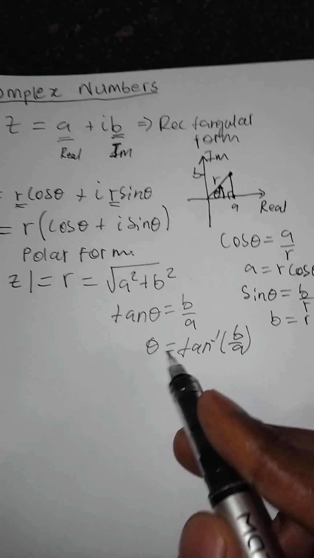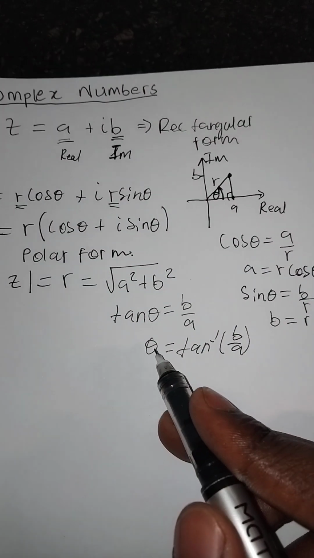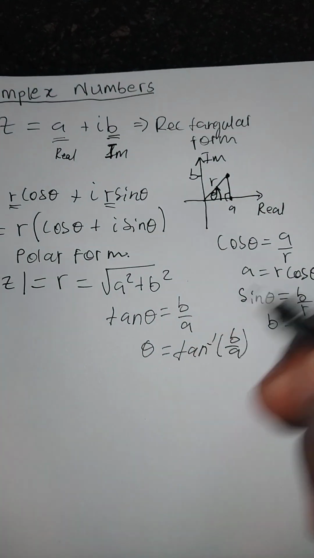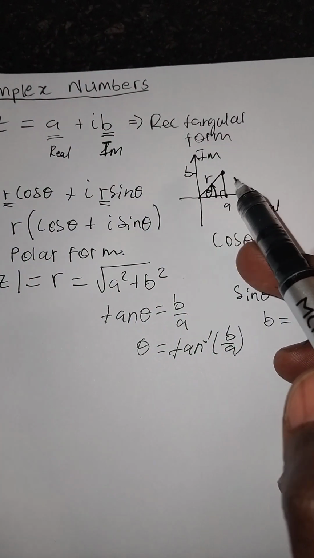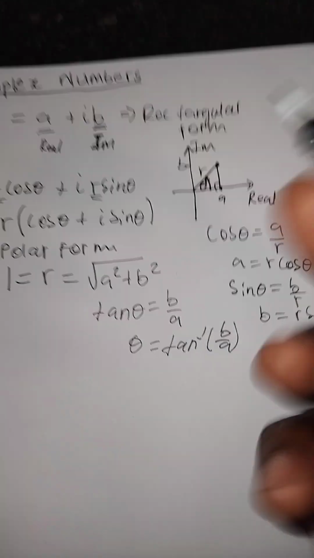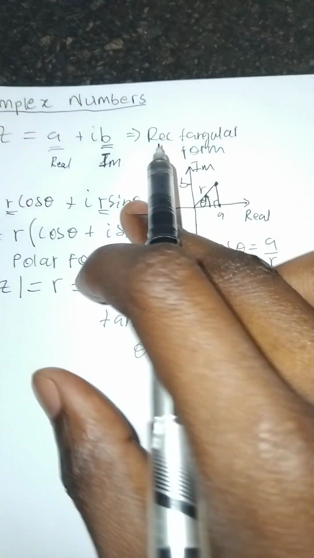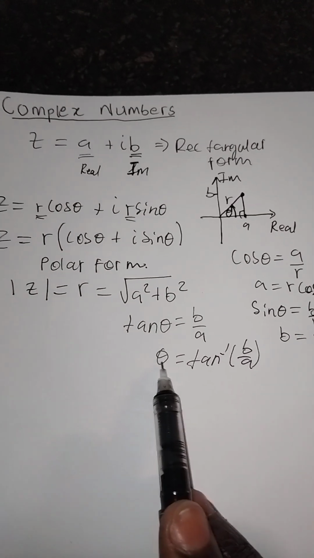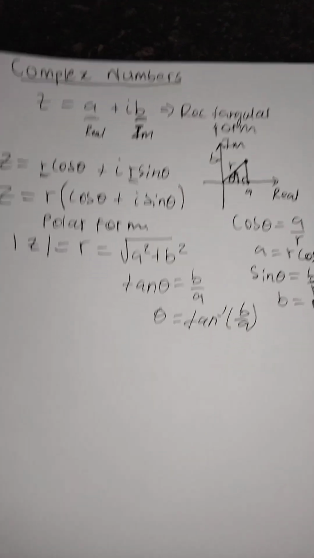Notice that this will not always be your angle theta. Sometimes it will give you a reference angle, depending on where you are in the Cartesian plane. If you're in the first quadrant, yes, that might be the case. But if you're in the second, there has to be some manipulation that you have to make in order to find your theta. When we are doing examples, you're going to see what I meant by that.